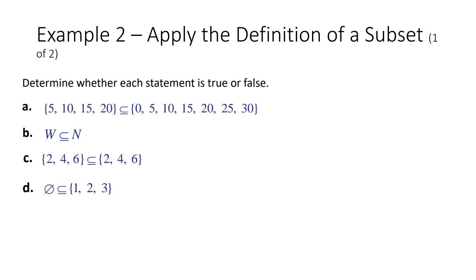Okay, so now let's look at examples. We have 4 different examples. A says that the set that has 5, 10, 15, and 20 is a subset of 0, 5, 10, 15, 20, 25, 30. True or false? Well, statement A is actually true, because each of the numbers that are on the left are also on the right. So we can see that 5 is in both, 10 is in both, 15 is in both, 20 is in both of them. So each of the numbers on the left is also on the right.